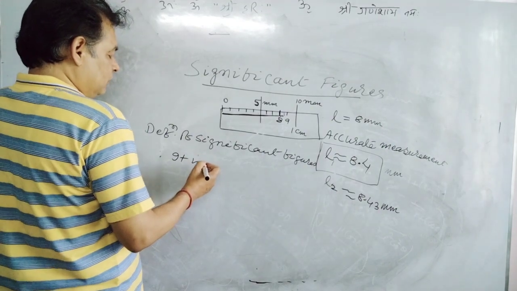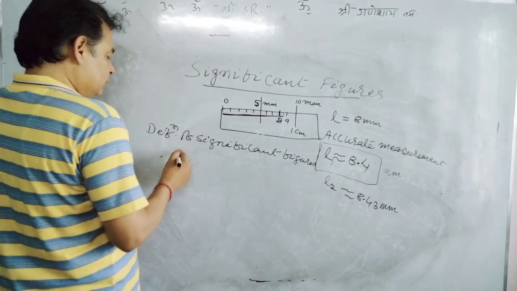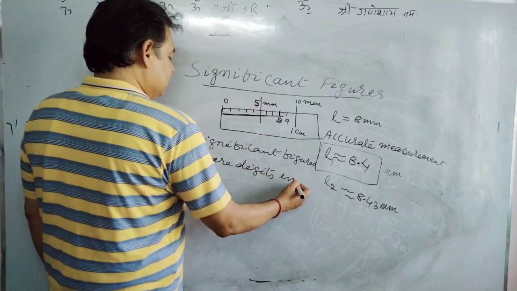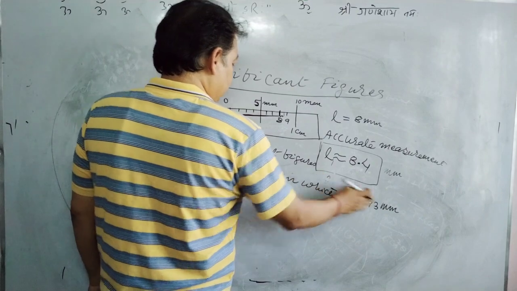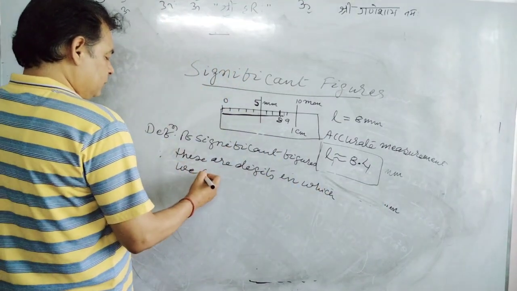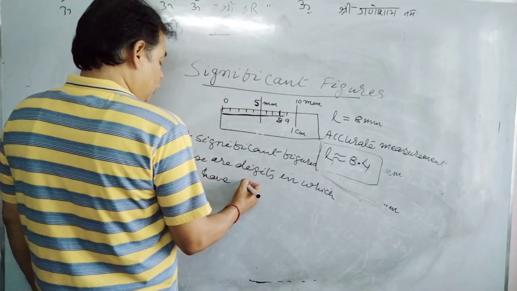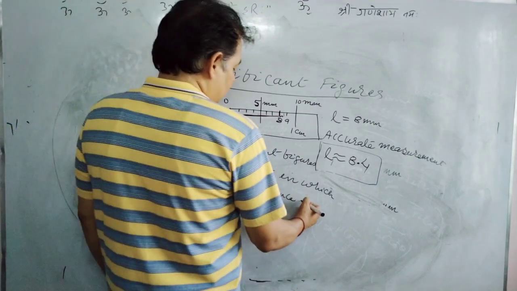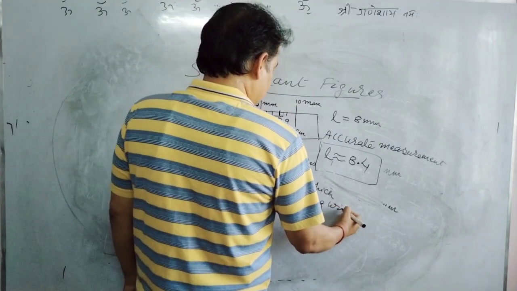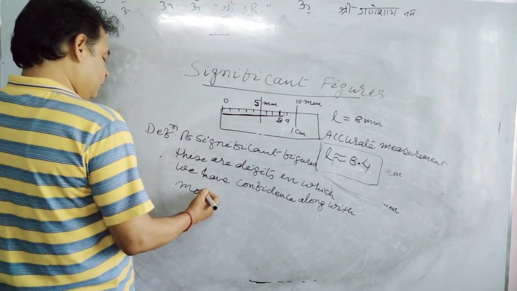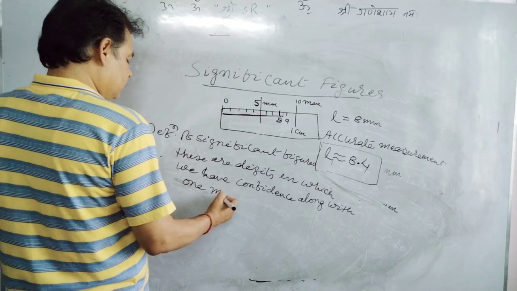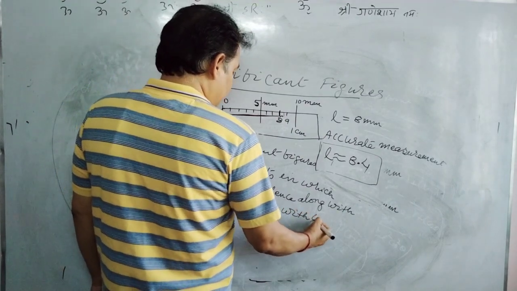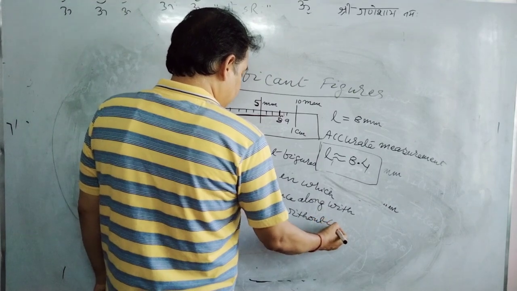These are digits in which we have confidence, along with one more digit without confidence. Without confidence.